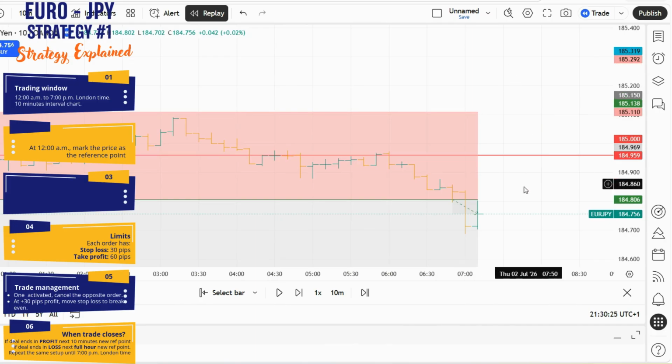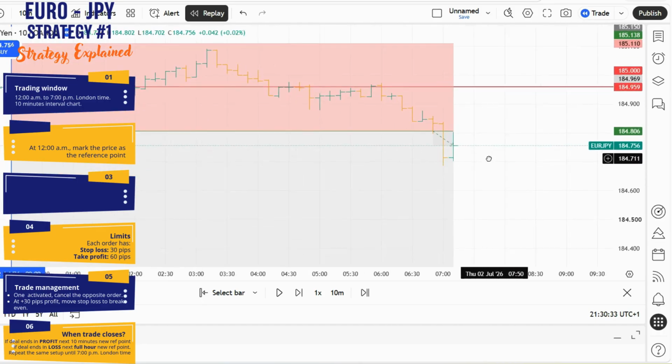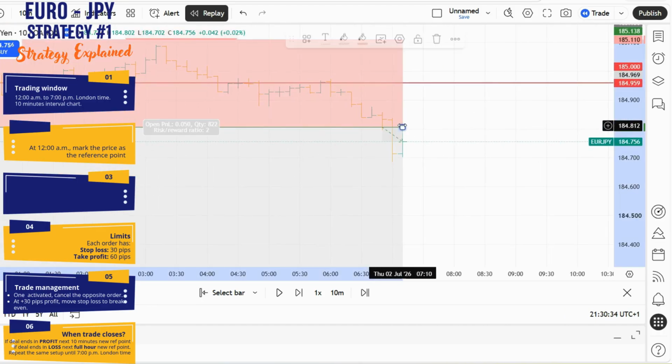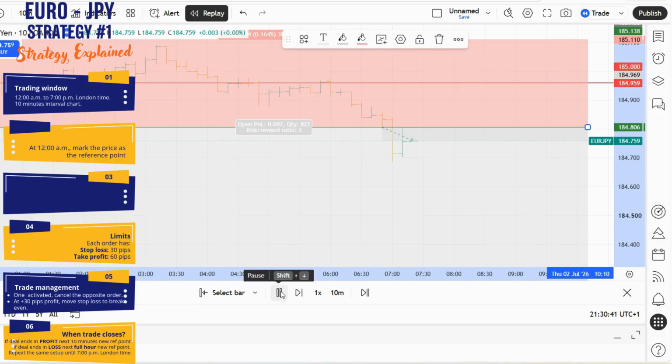its direction. Between midnight and approximately 7 a.m., EUR JPY does not produce a strong directional movement. At times, the price trades above the reference point, and at other times it moves below it. However, neither pending order is activated during this period. This is an important example of why patience is essential. The presence of market movement does not automatically mean that a valid trade has occurred. Until one of our predetermined entry levels is reached, we remain outside the market.